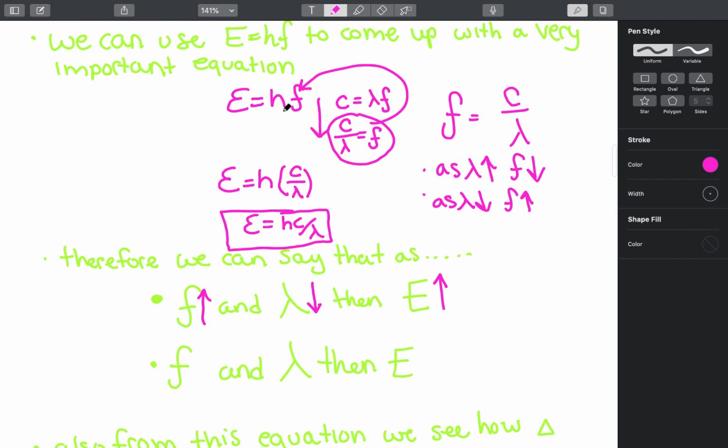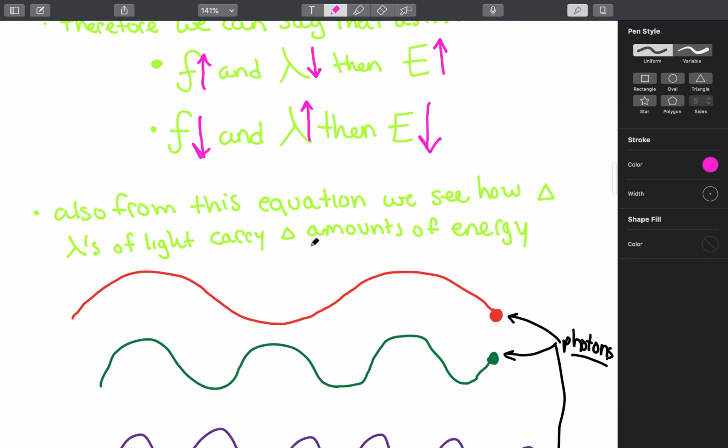Since energy is directly proportional to the frequency, as frequency increases, the energy increases. And since frequency is inversely related to lambda, as lambda decreases, frequency must increase, and therefore energy must increase. And the opposite is true as well. As frequency decreases and lambda increases, energy must decrease as well. So this is very important. This equation is very important for predicting the energies associated with different wavelengths of light.